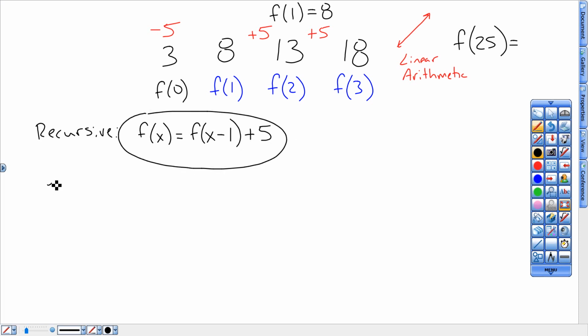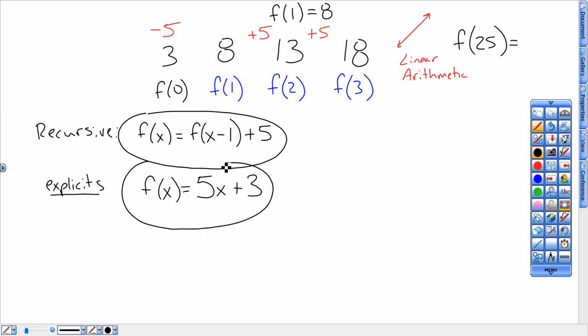The explicits, you will have to know both explicits. The first one is f of x equals that same 5 times x plus the 0 term, that f of 0 term, 3. That is one that you could use. That is the most common one, the slope-intercept form one, mx plus b.